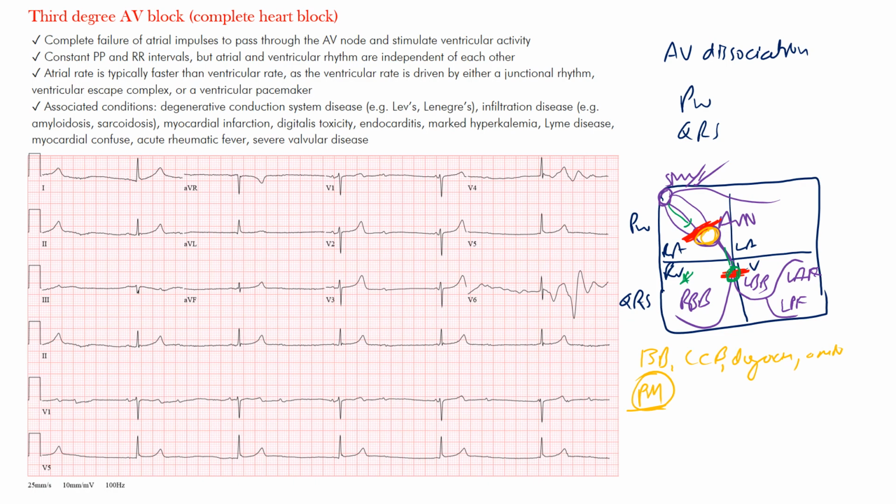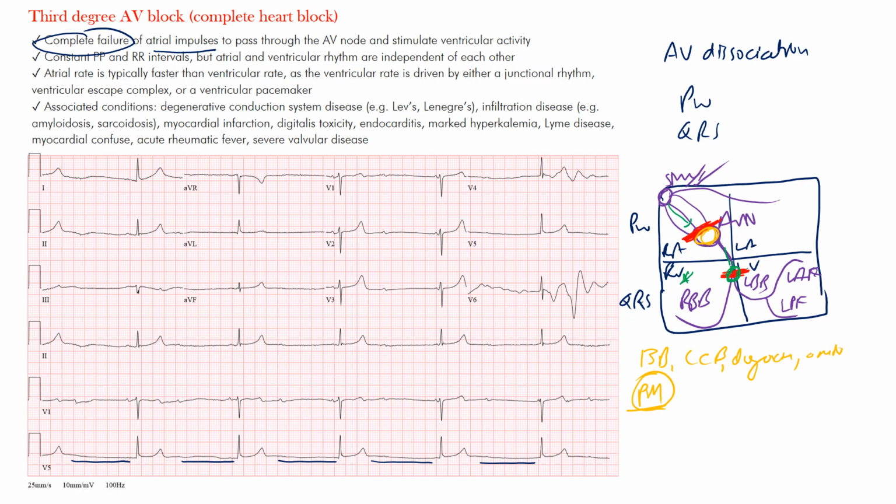So again, let's just review what's going on here. So we said there's complete block somewhere in the conduction system, which is not allowing the atrial impulses to pass through the AV node, okay, to stimulate ventricular activity. So there's complete failure of that. All right, we saw the blocks, and as a result, we said that the P waves will go at their own rate. And if you look down here, you may be like, well, there are no P waves. Okay, maybe this is an escape rhythm.